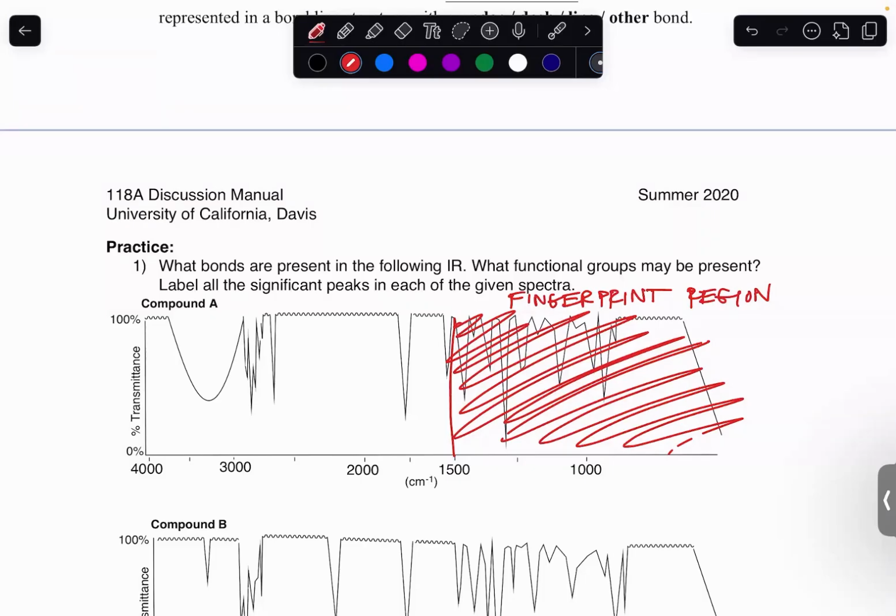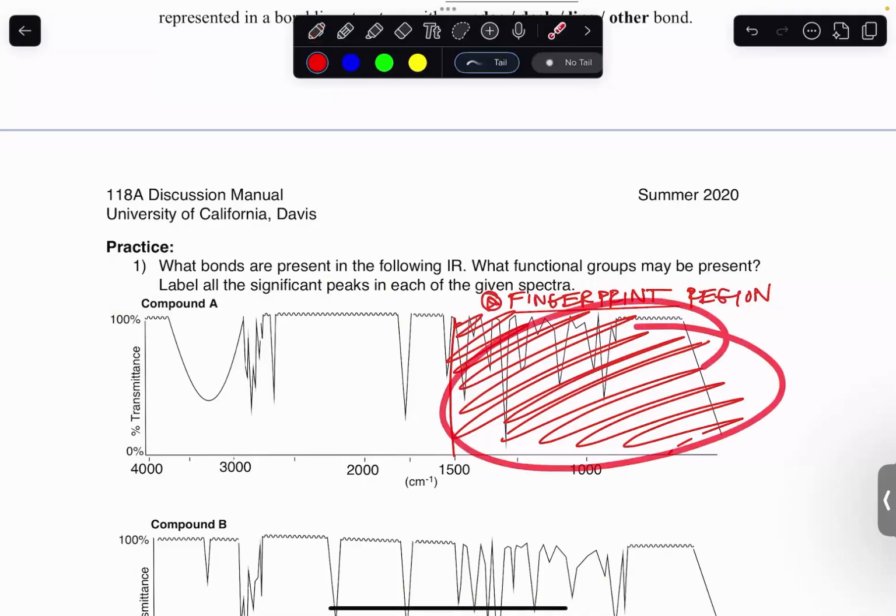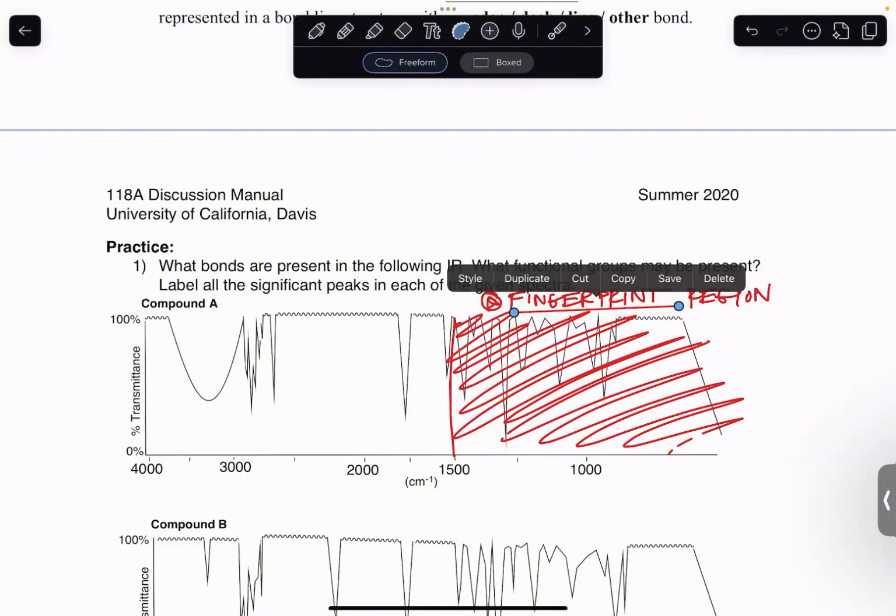But it's most important to know that that's the fingerprint region right there, because I bet that she will ask about this. What's this region called? And then she's gonna have it underlined right here, and then you're gonna have to say the fingerprint region. Yeah. Okay.